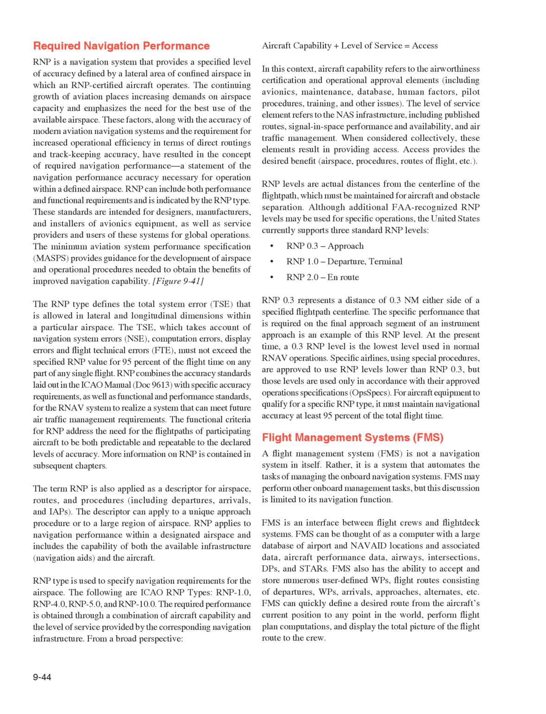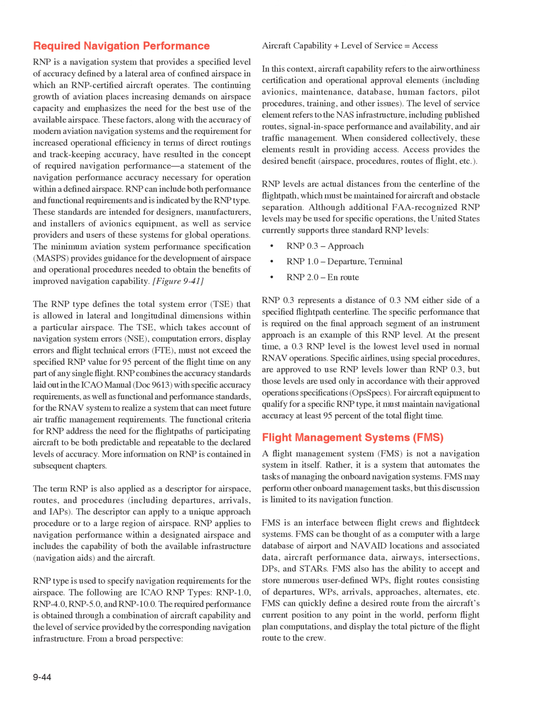The Minimum Aviation System Performance Specification (MASPS) provides guidance for the development of airspace and operational procedures needed to obtain the benefits of improved navigation capability. Figure 9-41: the RNP type defines the total system error, TSE, that is allowed in lateral and longitudinal dimensions within a particular airspace. The TSE, which takes account of navigation system errors, NSE, computation errors, display errors and flight technical errors, FTE, must not exceed the specified RNP value for 95% of the flight time on any part of any single flight.